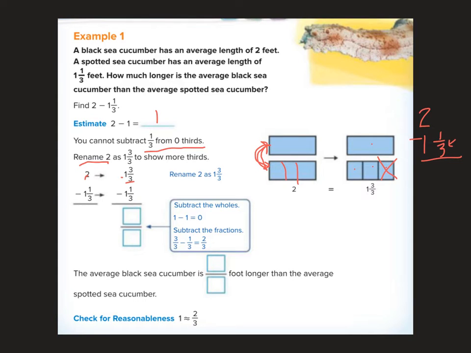Okay, so 3/3 minus 1/3 is going to be 2/3. I've got those common denominators, so I just subtract the numerators. 3 minus 1 is 2, 2/3. 1 minus 1 is going to be 0, so my final answer is going to be 2/3 of a foot. And 1 is about 2/3, so we're good to go there.